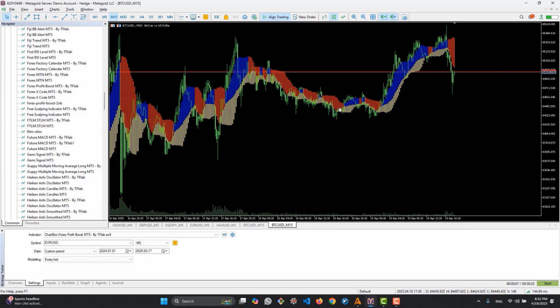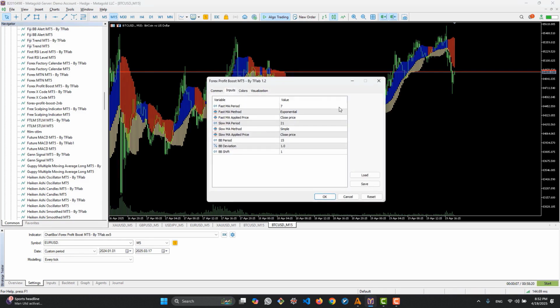Let's go over the settings of this indicator together. The first option in the settings is the period of the fast moving average. The next option is the calculation method for this moving average. And the following option is the price on which the calculations are performed. For the S2 moving average, we have these same three parameters.